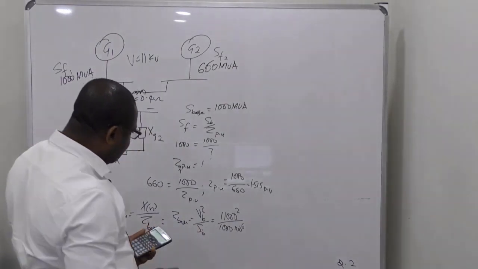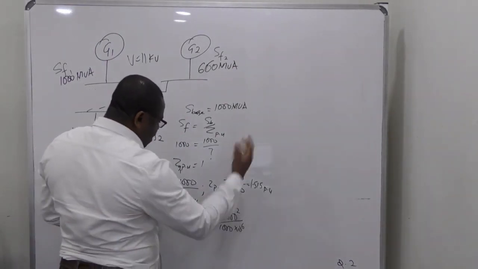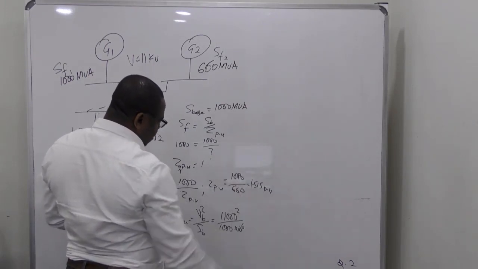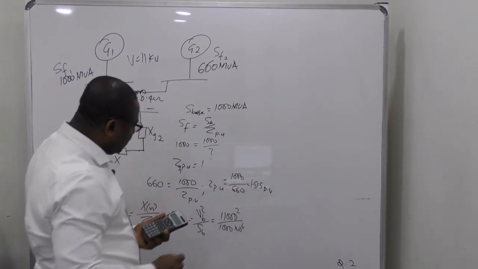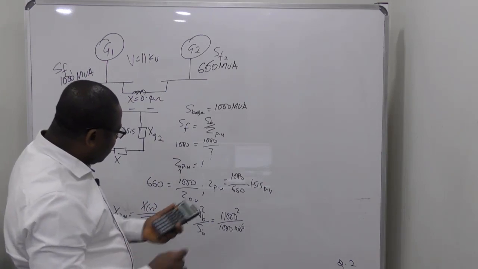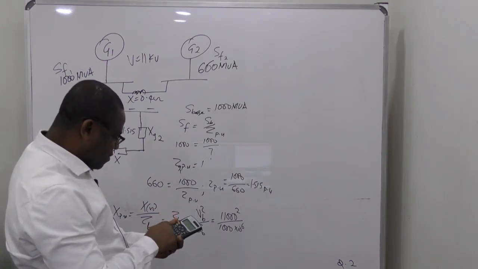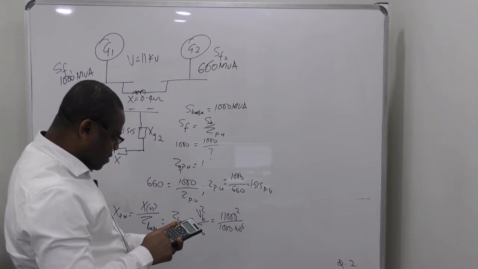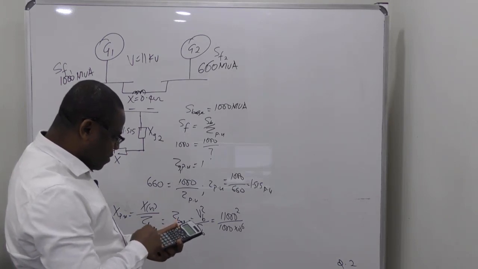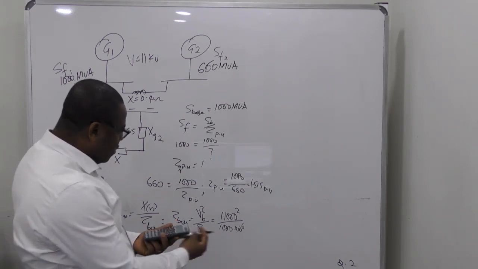I know that if I square that, 1,000 gives 10 to the power 3, so it's just like 11 squared divided by 1,000. So 11 squared divided by 1,000 is 0.121.